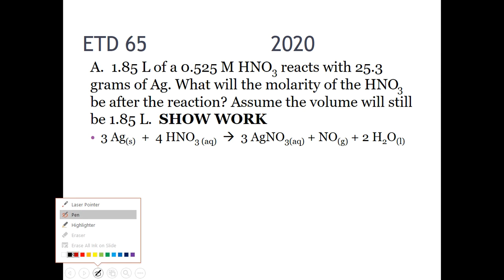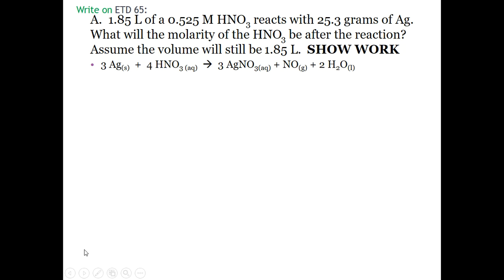Now, key thing with this problem, you can see there's a lot of things going on. First thing you want to do, of course, notice there's a chemical equation, so you try to balance it. It's looking nice and balanced, right? We got some silver, some nitric acid, we're making some silver nitrate, some nitrous oxide, and some water.